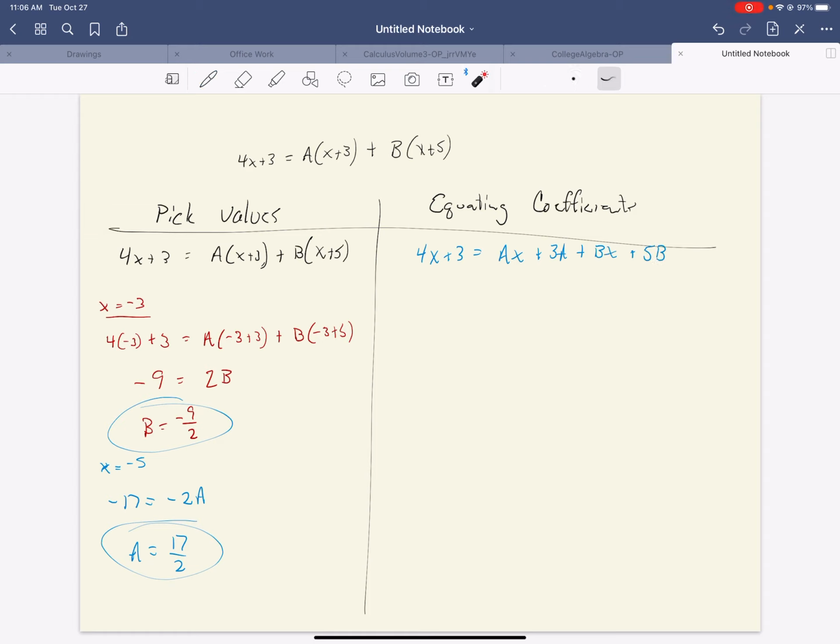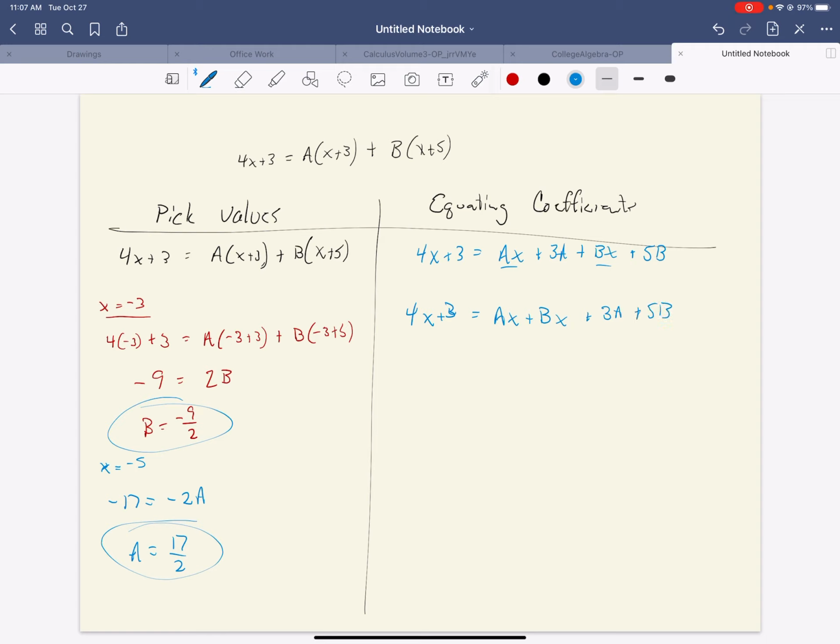And now what I'm going to do is group up like terms and then factor. So I see there's an x and an x. And so what I'm going to do is list those first. And so I've got 4x plus 3 equals, I'm going to write ax plus bx. And then I've got that and that. Oh, so then I need plus 3a plus 5b.